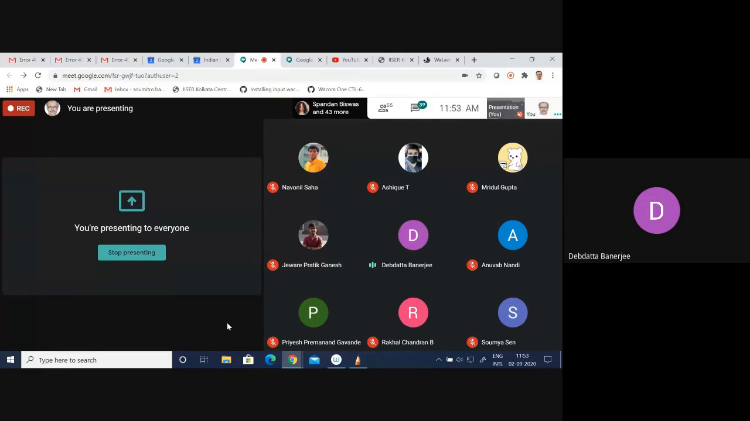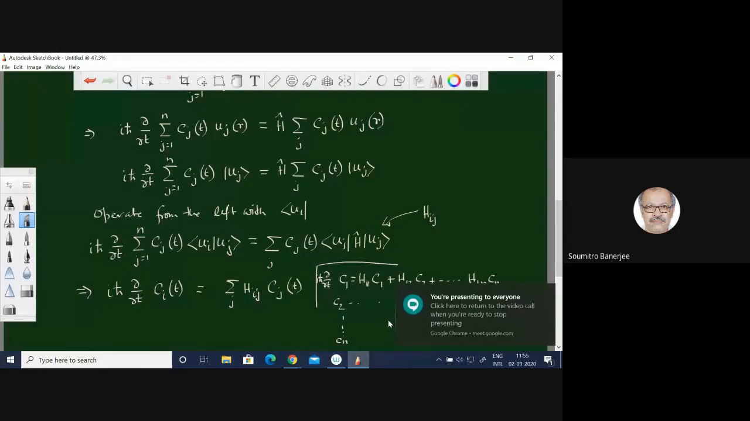Sir, at last, we obtained that the Hamiltonian matrix will just contain the diagonal elements, just like the proof you have done. Yes, provided you choose the basis of the energy eigenfunctions, then only it becomes a very simple diagonal matrix with the energy eigenvalues as the diagonal elements.